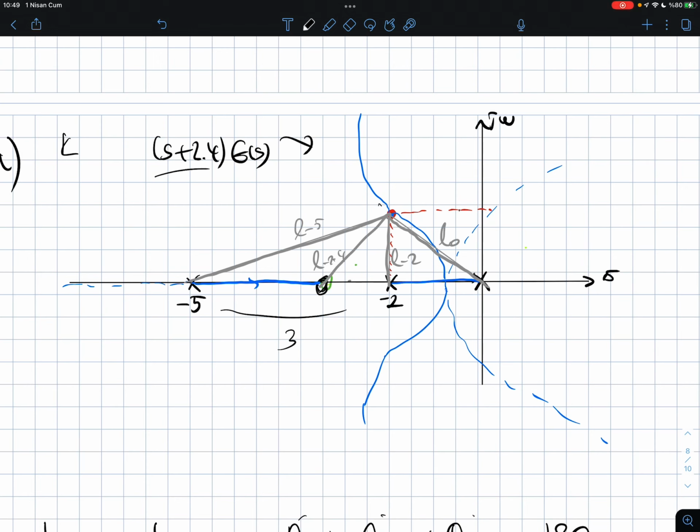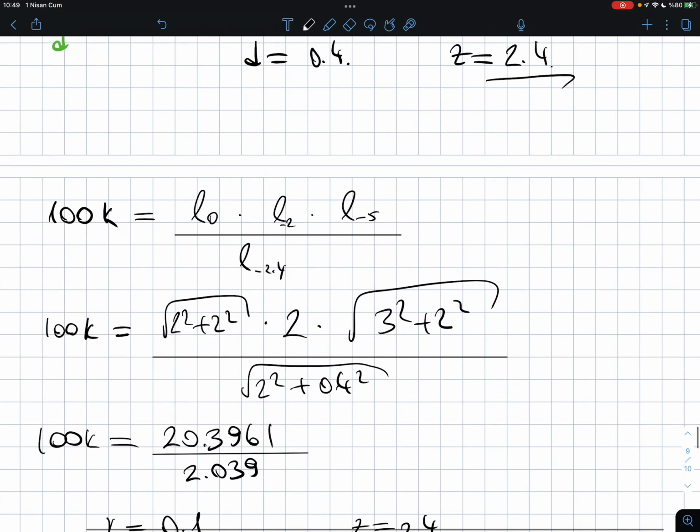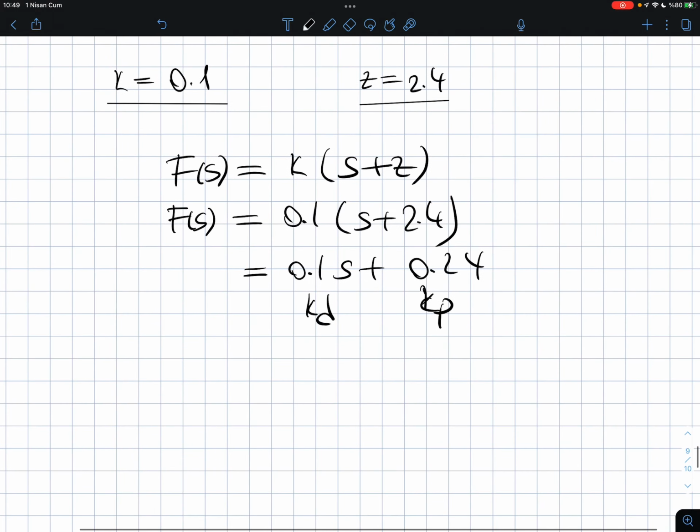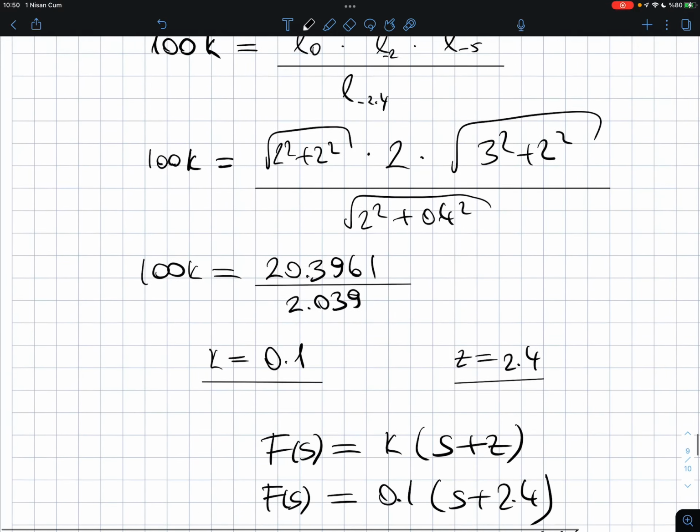Of course, we have added a zero to the system, therefore we are looking at an updated, altered root locus plot. Then, at this point, the only thing that was left was to determine which k value will give us the given design point here. Therefore, we've used the gain condition here, and we've concluded that we need a PD type controller, and if we're choosing a PD type controller, the Kd value should be 0.1 and the Kp value should be 0.24. Now again, this is not the only way of solving this problem.